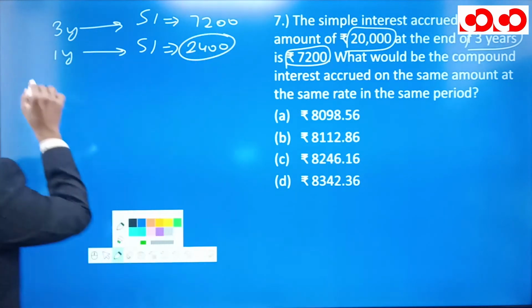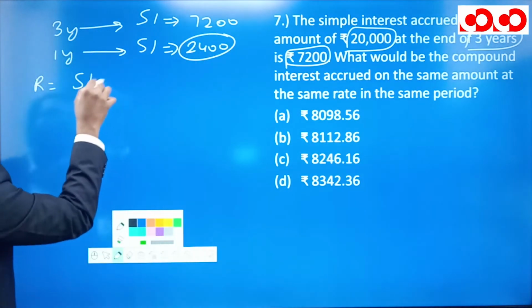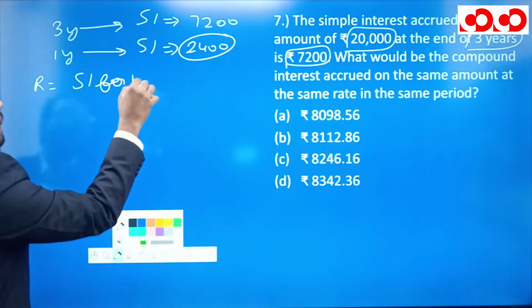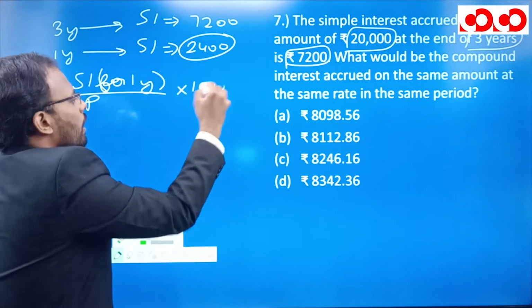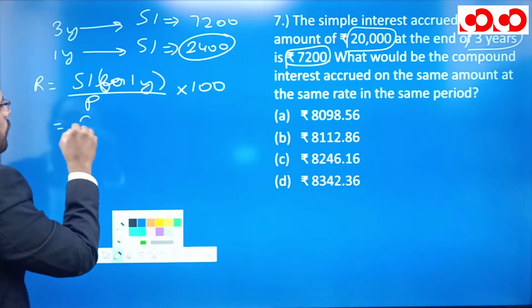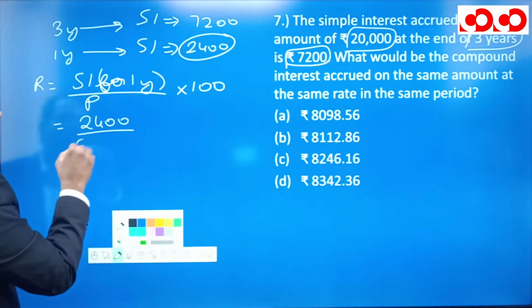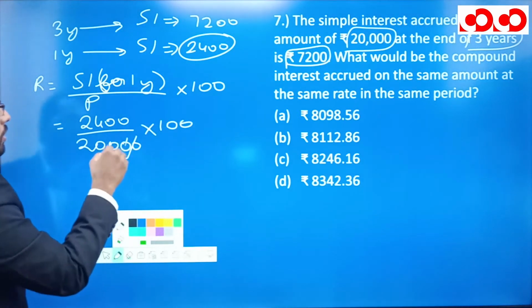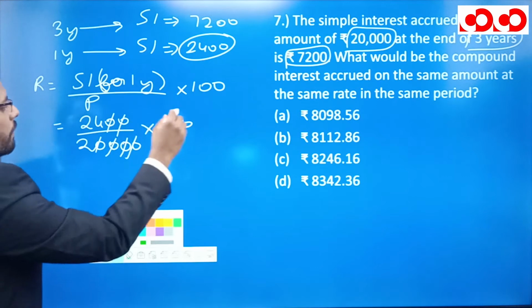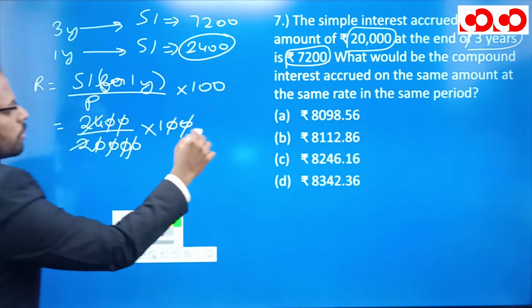And the rate of interest is nothing but the SI for 1 year as a percentage of your principal, multiplied by 100. That comes out to be 2,400 divided by the principal 20,000, multiplied by 100. So the zeros will get cancelled, and 24 by 2 is 12%.